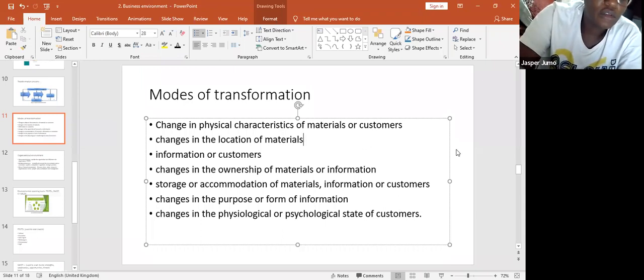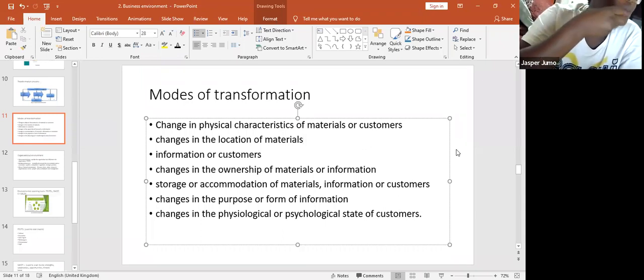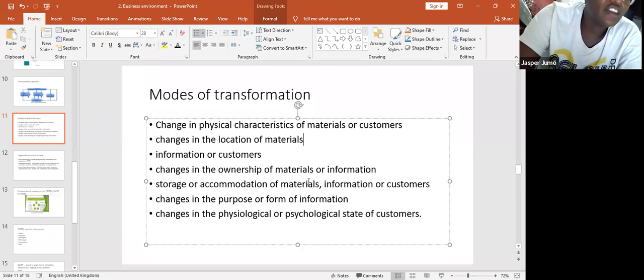Then information for customers, where you process information. That's also a mode of transformation. We do have people that work just by information. Change in ownership of materials or information. Again, we have some people who sell materials, who sell information, and they run that as a business. You have some people who sell even properties. That's a mode of transformation also.